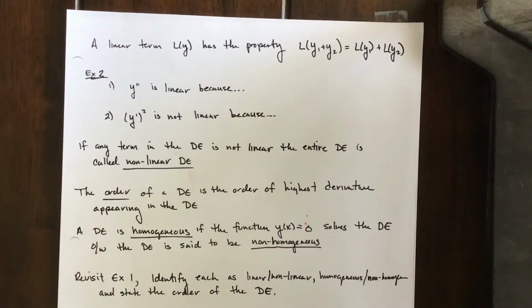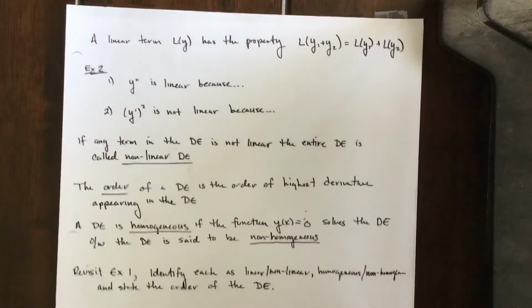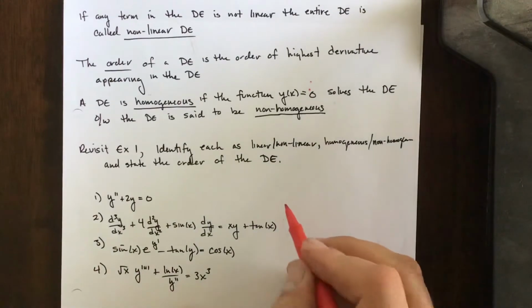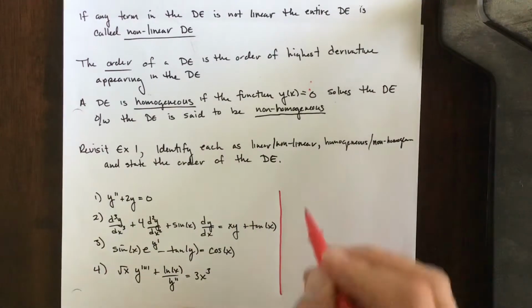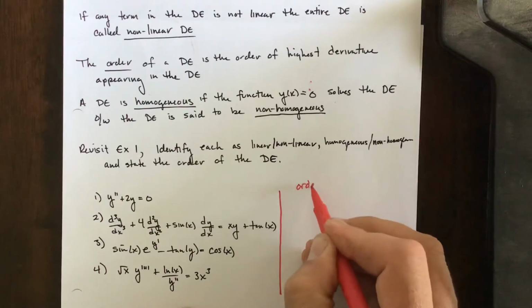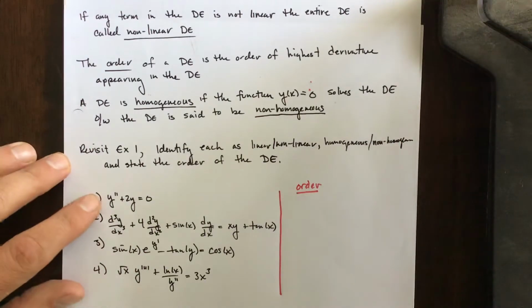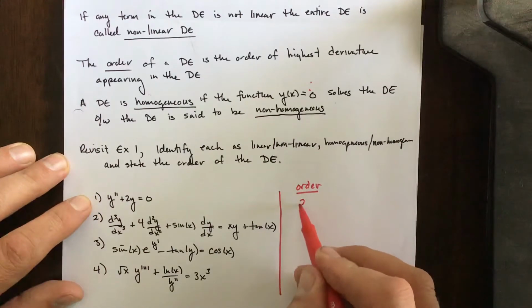Now, the order of a differential equation is the order of the highest derivative appearing in the differential equation. So, before we get to the next definition, if we revisit all of the differential equations that we had on page 1, we look at order. What is the highest order of the derivative in equation 1? Well, we have y double prime, so the order of that would be 2.